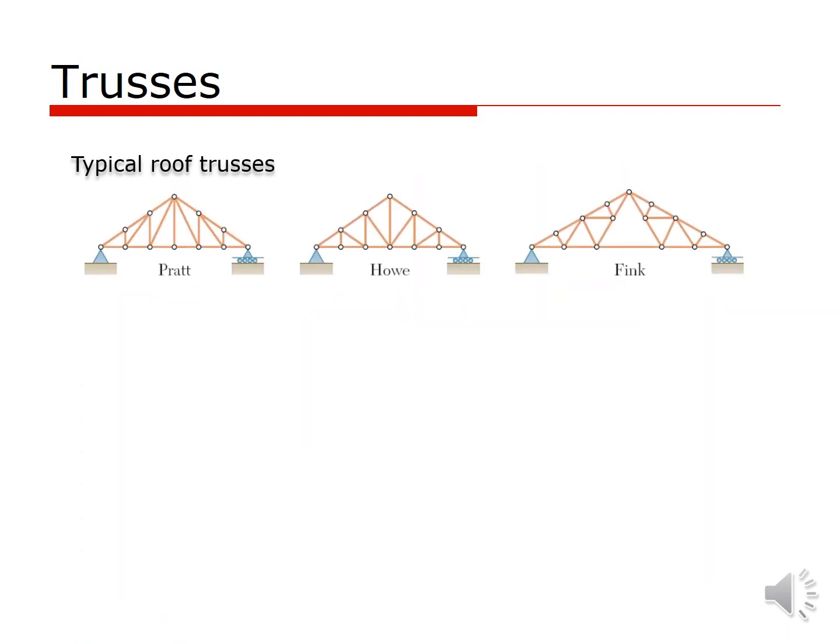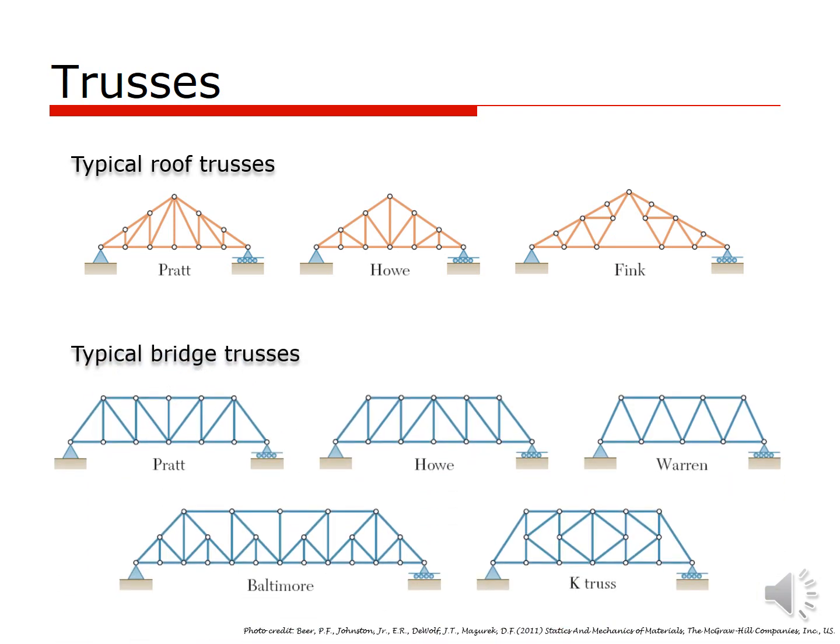There are different types of trusses used in the industry. For example, depending on factors such as span and slope, you can see different truss types in the figure used in roof construction. Similarly, these are some typical types of bridge trusses used in the industry.